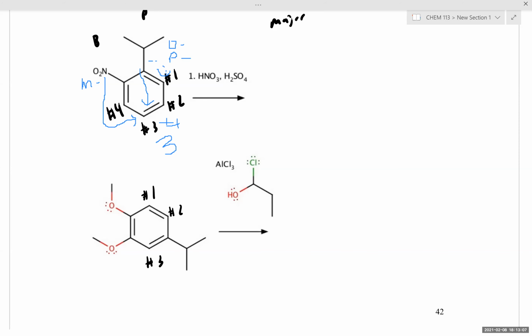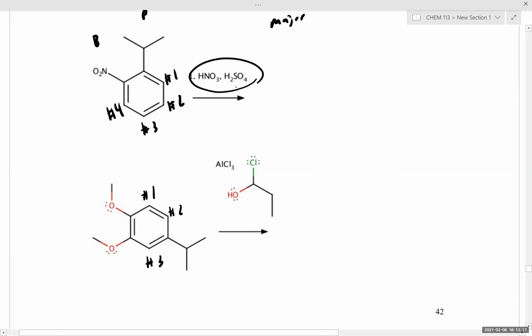Yep, makes perfect sense. Before we draw out the product, what group are we installing under these conditions? Just to make sure we don't neglect that critical portion. Nitro group, yep. This is electrophilic aromatic nitration. Okay, perfect. So with that established, let's talk through this next example.